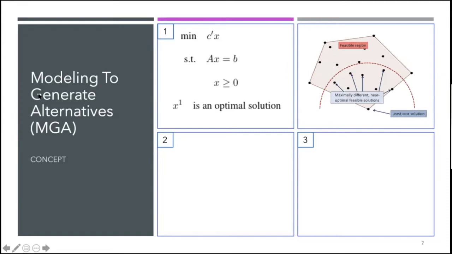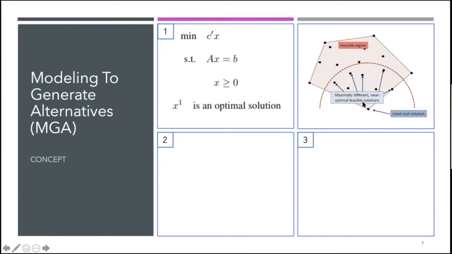So if this is the feasible space of this problem, and if this point represents the least cost solution, then modeling to generate alternatives systematically explores this near optimal space so that we have maximally different solutions. For example, this solution right now is maximally different from the least cost solution. So MGA finds ways so that the cost of these solutions is similar to the cost of the least cost solution, but the value of the solution is way different from the least cost solution.